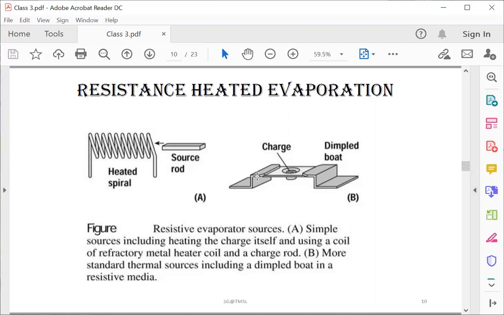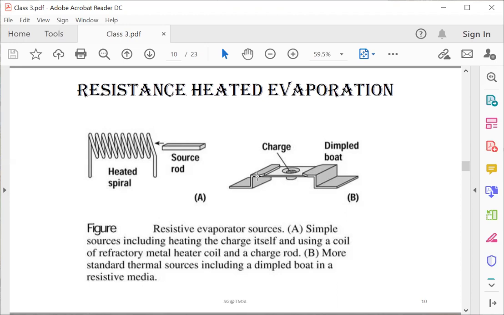Another disadvantage of this technique is the contamination from the filament, because the material which is evaporated is molten and will be in touch with the filament, either the boat or the spiral wire. So some of the constituents from the filament will evaporate along with the material, and as a result the film will be contaminated with the filament material, which is a disadvantage in this case.